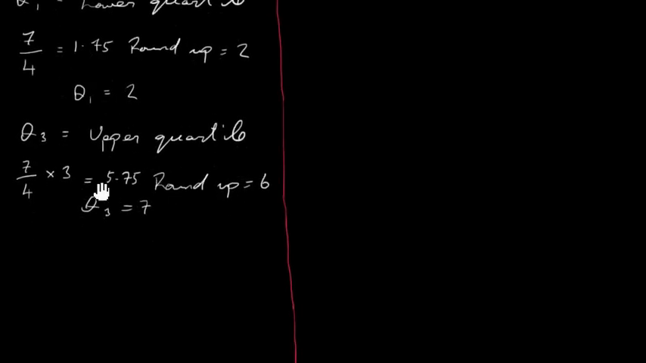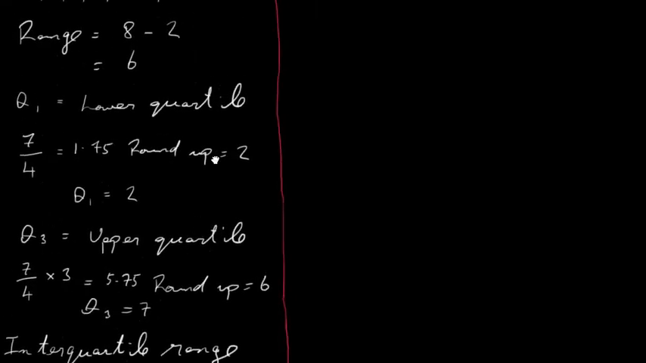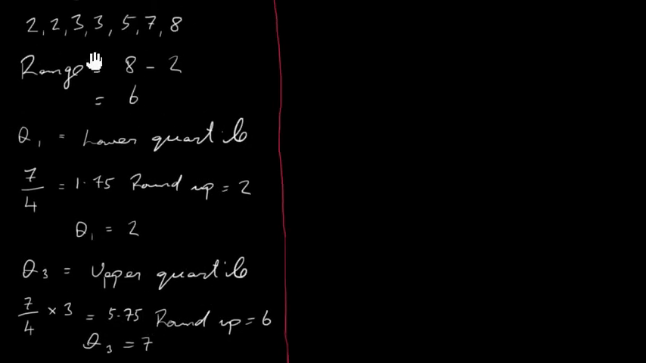Right, so now we have our Q1, we have our Q3, so what I'm going to do now is work out the interquartile range. The interquartile range, or IQR here, is just Q3 minus Q1. Q3 was 7, Q1 was 2, so our interquartile range is 5. 7 minus 2, 5. Now, our original range here was 6. If you just take the highest and the lowest, our range was 6. Our interquartile range was 5.